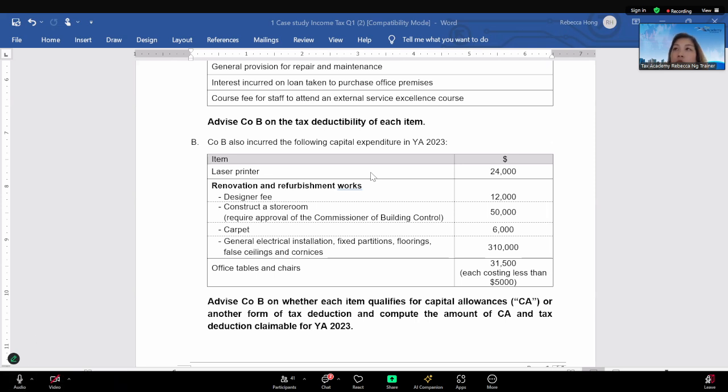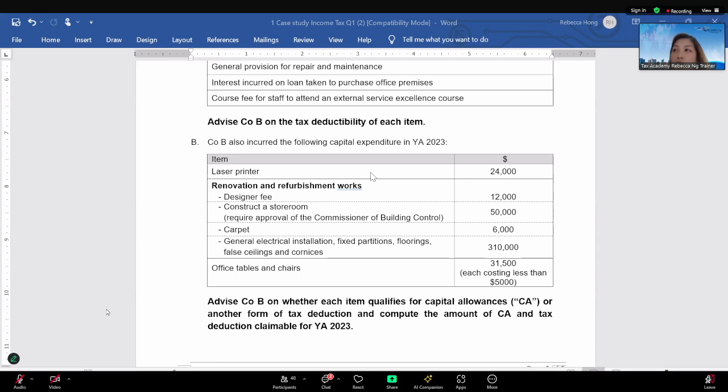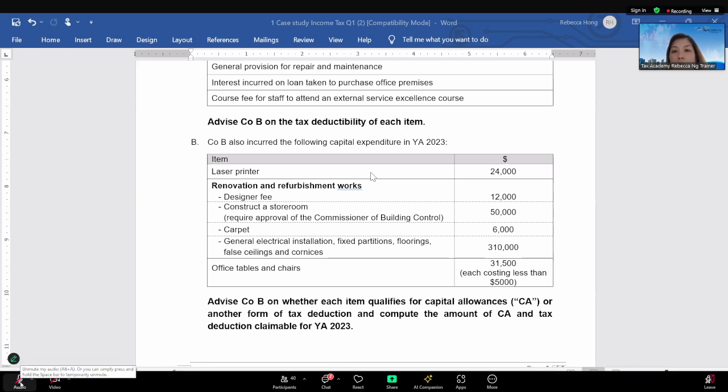You need to know the format. For those who are not familiar with tax computation, you need to know the format of the trading company tax computation, so that you can organize your deduction and deductibility and taxability of the income and expenses.